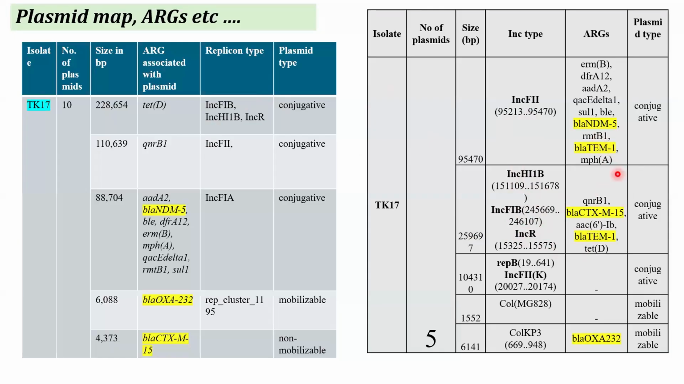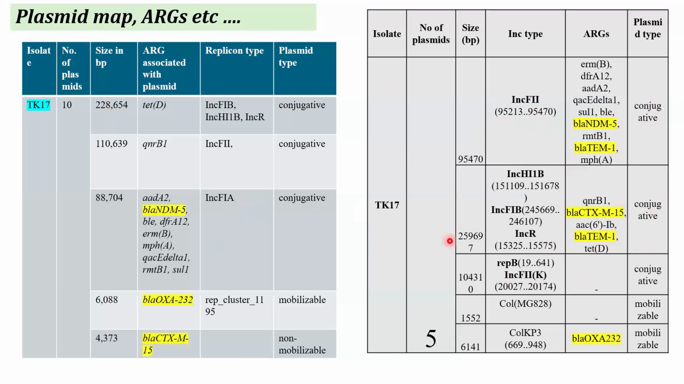For example, TEM is present on two plasmids. As shown over here, it is present on IncFII also, and it is present on this plasmid also. You can also see how many of these plasmids are conjugative and so on and so forth.